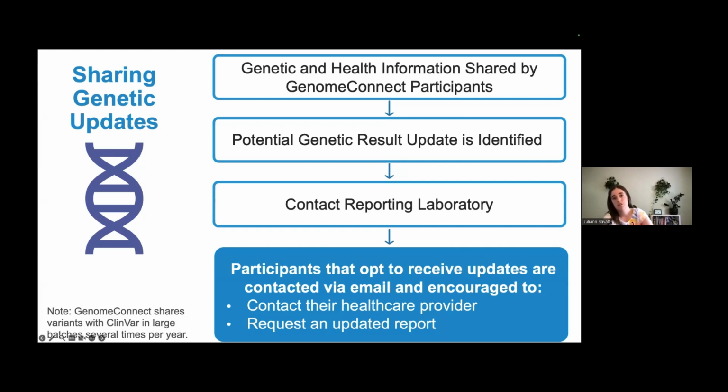If we identify a potential genetic result update, we take a couple of steps. We contact the reporting laboratory just to confirm that there is an update here. And then we reach back out to the participant. That outreach really just looks like an alert: there might be an update to that person's genetic test results. And we encourage them to contact their clinician, their doctor, their genetic counselor to learn more, to request an updated report and make sure they have all the updated information. It's important to note that we don't identify all updates from our data sharing, but we do share the updates that we come across in our data sharing with ClinVar, because we feel it could be important for folks to learn about that information.